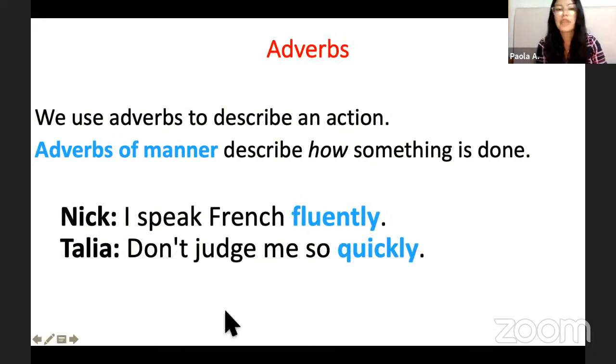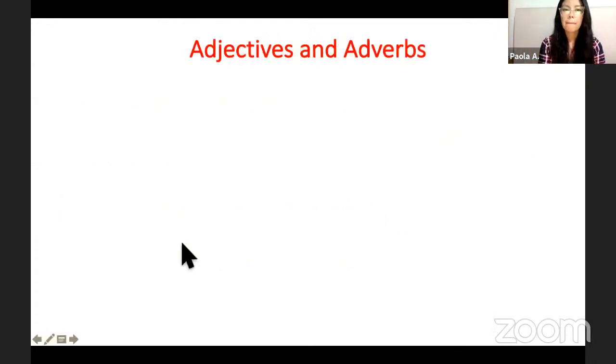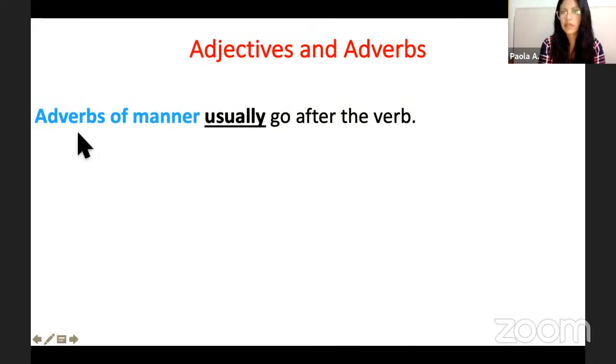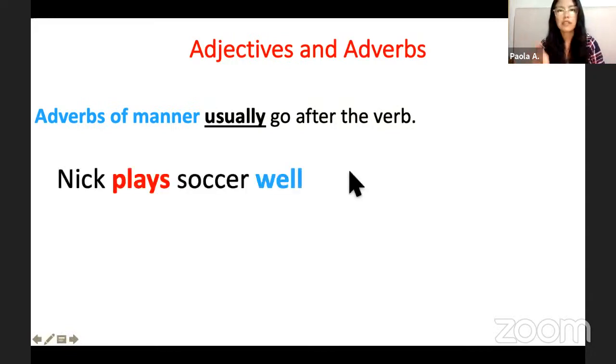No? So that's the use of adverbs. They help us to describe. However, they don't describe either people or things. They describe the actions. All right. So that's the main difference. And these adverbs of manner, which we're going to see today, usually, not always, usually means like most of the time, go after the verb, but it's not a rule.